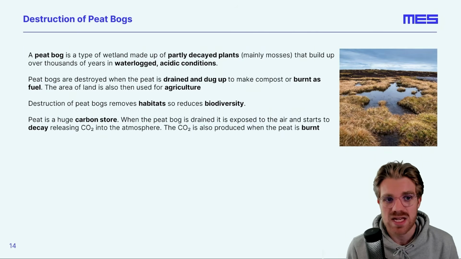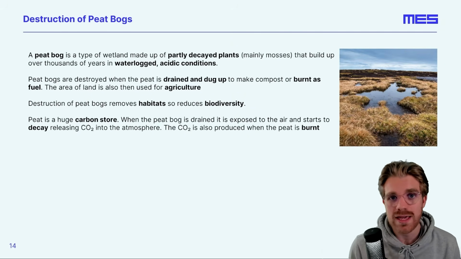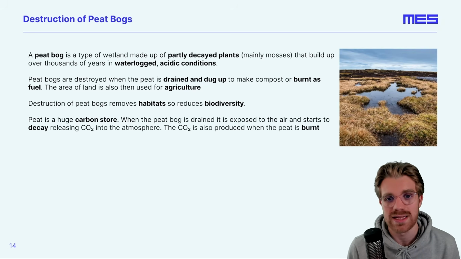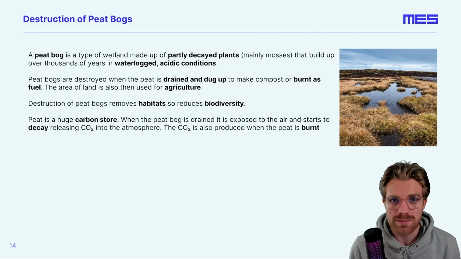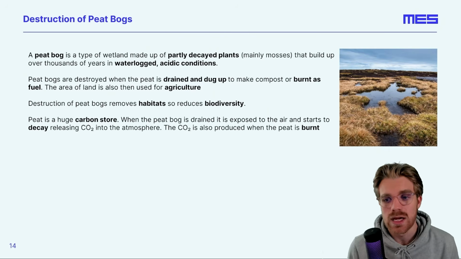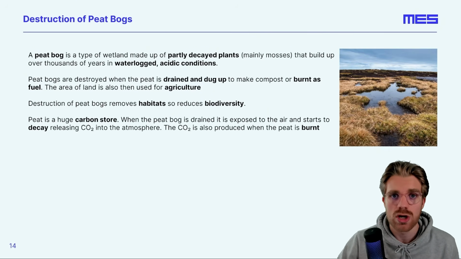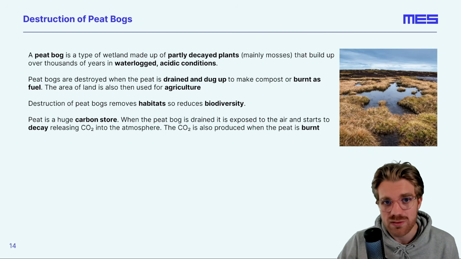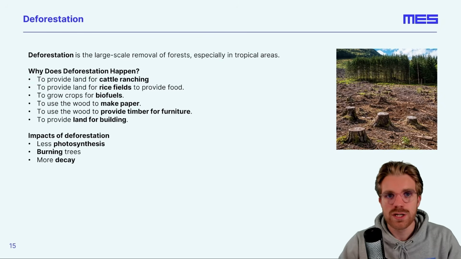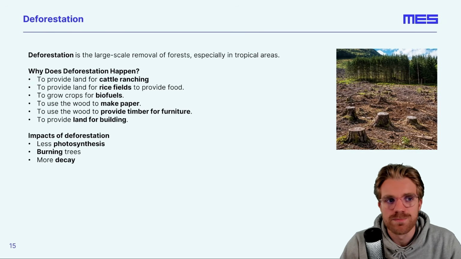The partially decayed material contains a lot of carbon. When the peat bog is drained, it is exposed to the air and starts to decay, releasing carbon dioxide into the atmosphere. The carbon dioxide is also produced when the peat is burnt as well, further increasing the amount of carbon dioxide in the atmosphere. The destruction of the peat bogs has global consequences because it all contributes towards global warming through the production of these greenhouse gases. Let's take a look at deforestation in a bit more detail too.